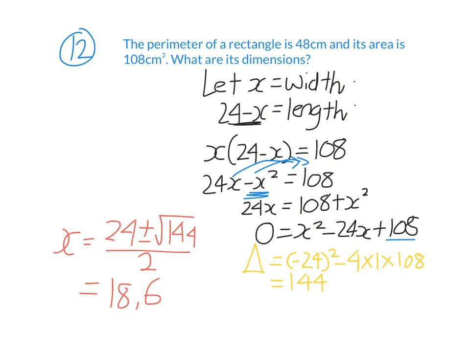So they're the possibilities for the width. So if the width is 6, the length is 18. If the width is 18, the length is 6. They are the two dimensions. So you should end off with a worded answer. Therefore, the dimensions are 6 centimeters and 18 centimeters. Let's go on to the final question now.